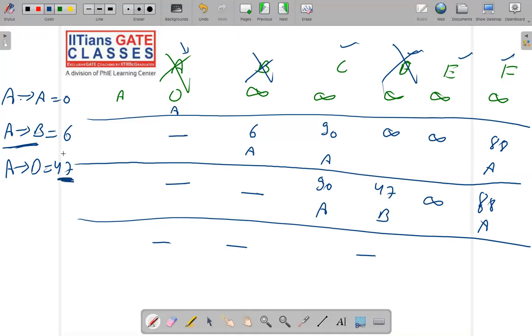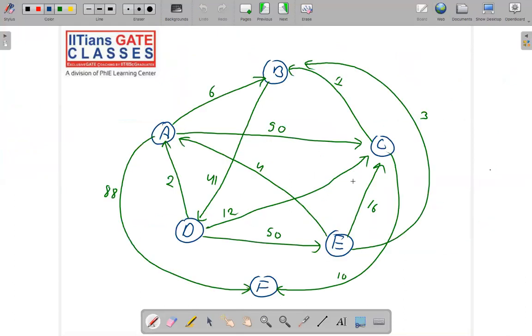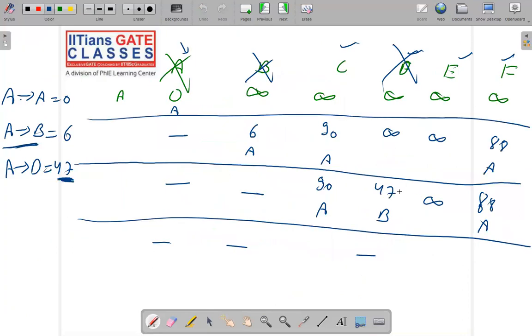If there is a path from D to C, we will add 47 and see if that is less than 90. D to C, we have a path with 12. And 12 plus how much with A to D? 47 is 59. 59 is less than 90. So we'll write that we are going via D.